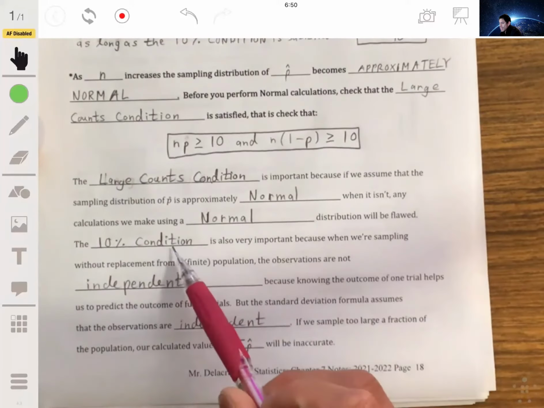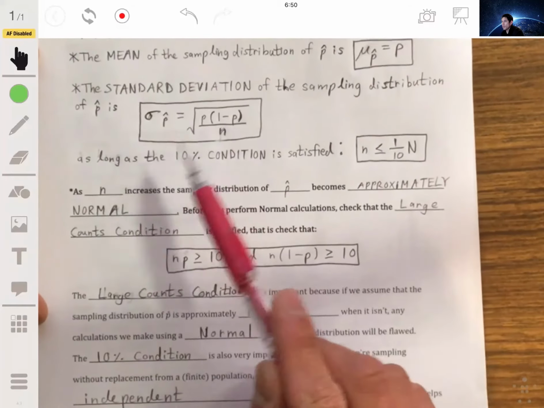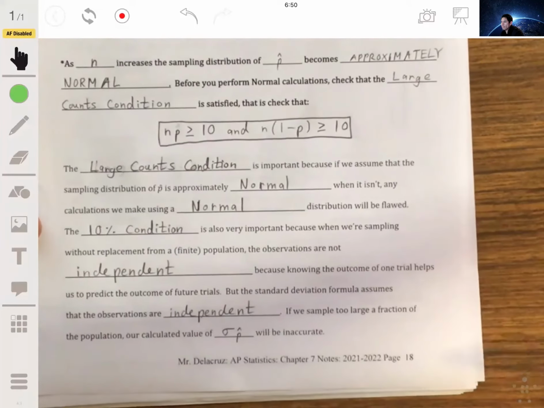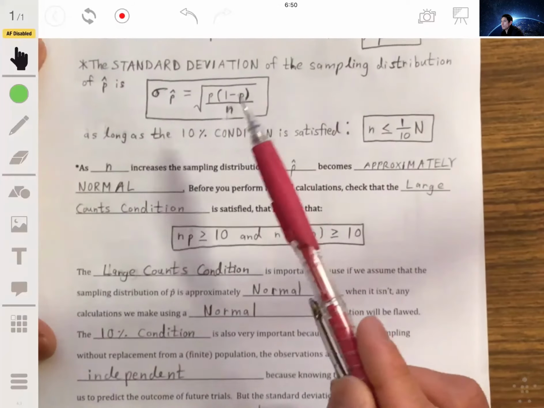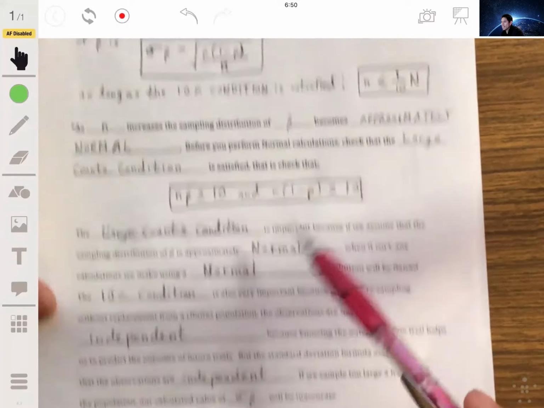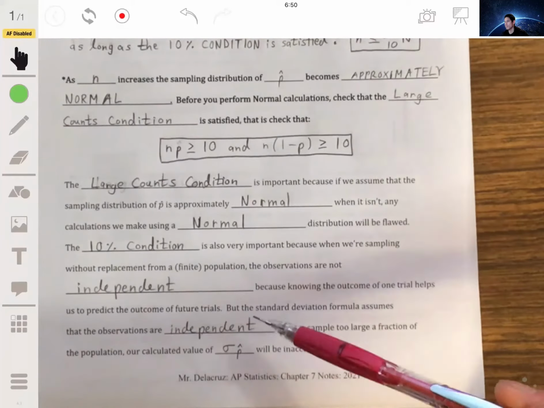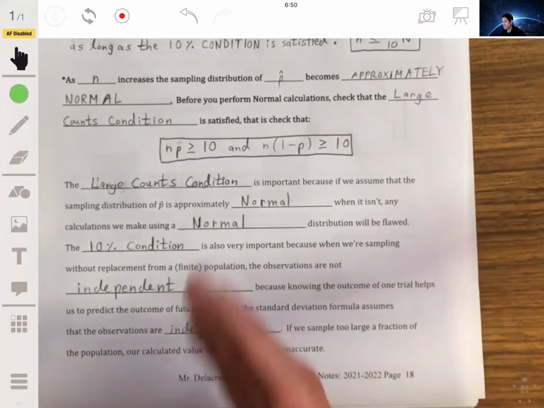And the 10% condition has to do with making sure that our standard deviation formula will be approximately correct. If we take too large a sample of our population, more than 10%, it leads to inaccuracy of the standard deviation of the sampling distribution of p-hat. It's kind of weird to think about, because you would probably think that obviously the bigger sample you have, the better, so it's better to have more than 10% of the population. But it's just that this formula isn't as accurate.